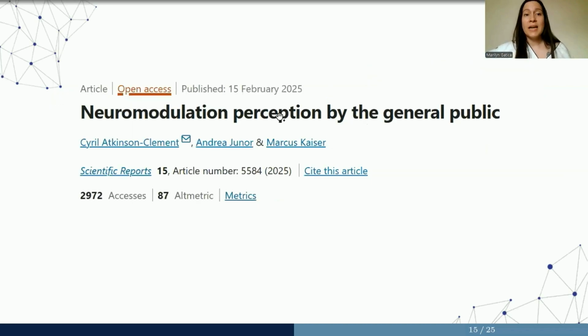And also to mention this nice paper where they describe the perception of neuromodulation by the general public, and it is super positive, and in particular also for ultrasound stimulation. And this is important if we think that our final goal is to implement this as a potential treatment.